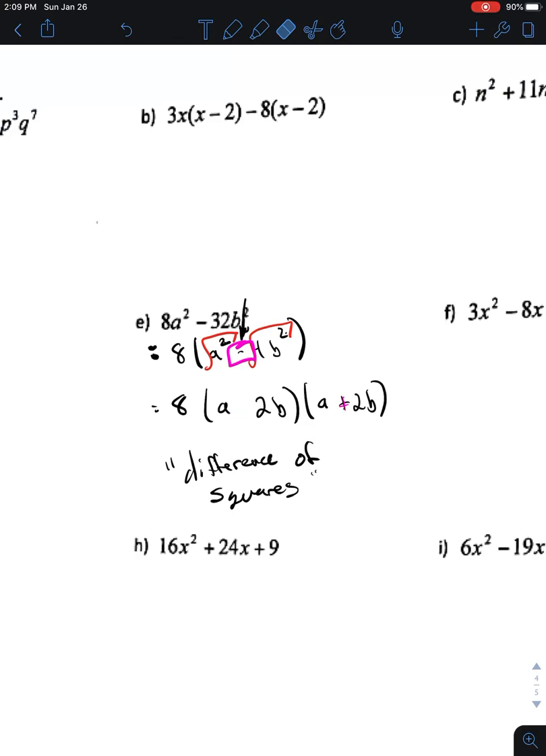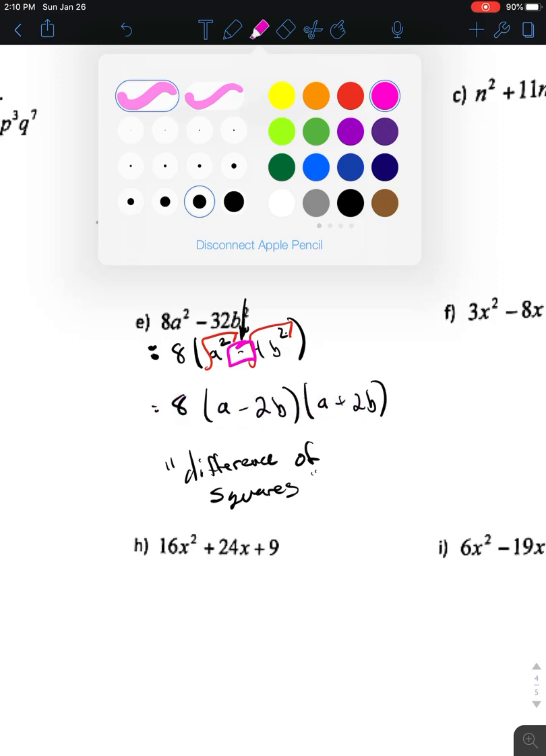So we just square root. And then it's suddenly 8 bracket a minus 2b, a plus 2b. That's difference of squares. I know this stuff. Do you want to jump up to B? That's just completed now? That's it. Done. Sorted. That's your answer.